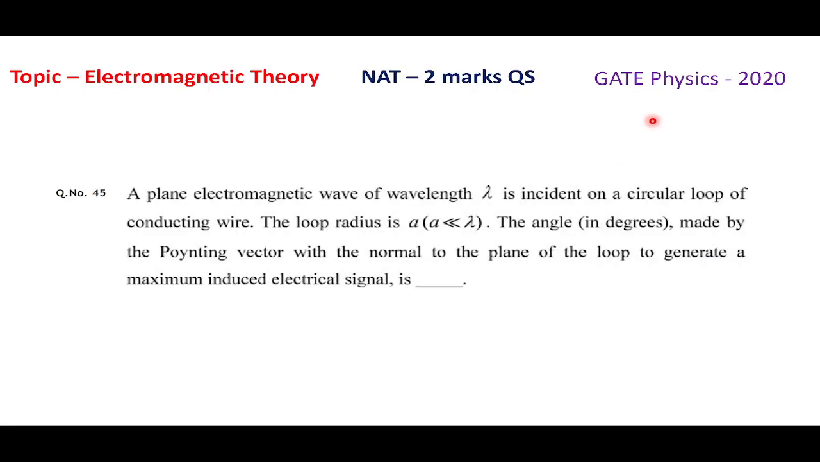So this is our first question from the GATE Physics paper 2020. This is a numerical answer type question having 2 marks from electromagnetic theory. So let me read the question first. A plane electromagnetic wave of wavelength lambda is incident on a circular loop of conducting wire. The loop radius is small a, where the radius of the loop is very less than the incident wavelength lambda. The angle in degrees made by the Poynting vector with the normal to the plane of the loop to generate a maximum induced electrical signal is, so you have to find the angle for which the induced EMF will be maximum in this case. So is the question clear to everyone?